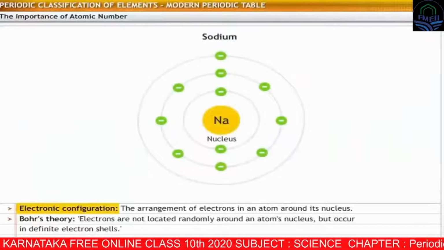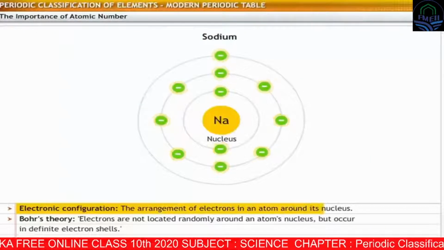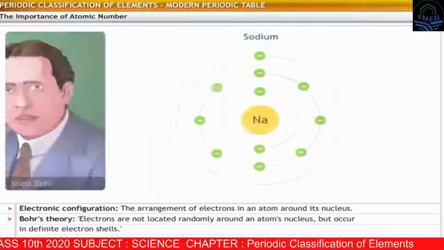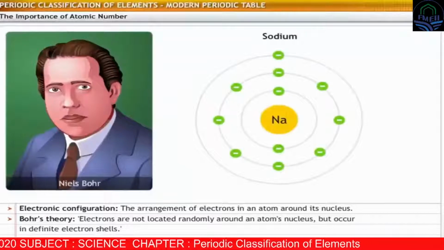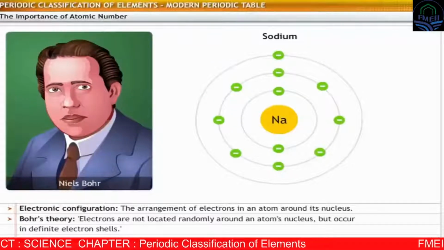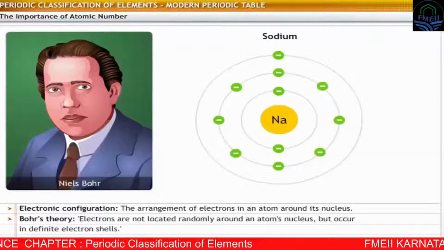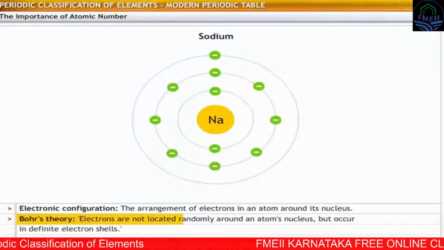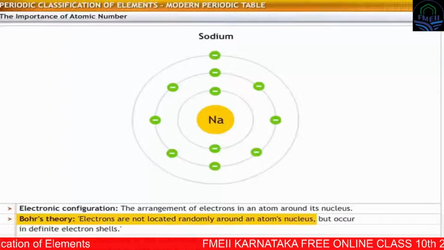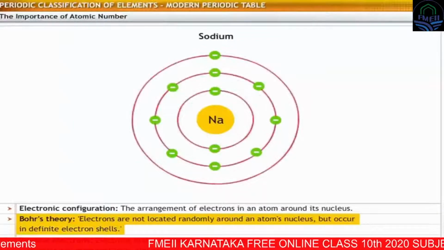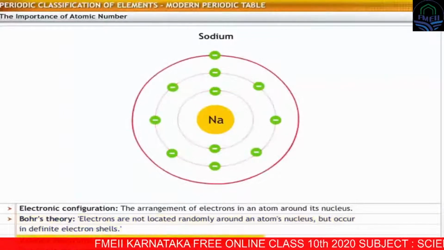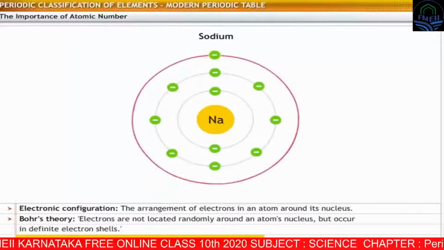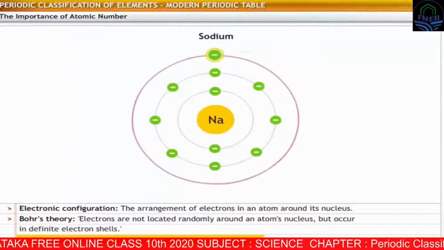Electronic configuration of an atom is the arrangement of electrons around its nucleus, which affects the properties of the atom. Bohr, a Danish physicist, tried to explain the behavior of atoms through his atomic structure theory. According to his theory, electrons are not located randomly around an atom's nucleus, but occur in definite electron shells. Electrons in the outermost shell of an atom are the ones involved in chemical reactions. These electrons are called valence electrons.